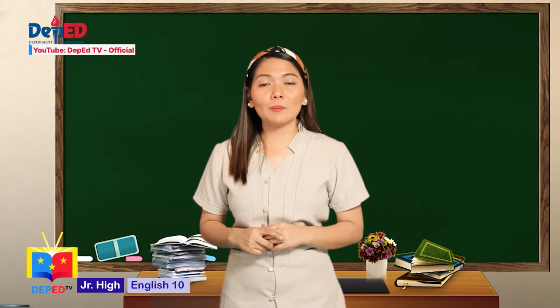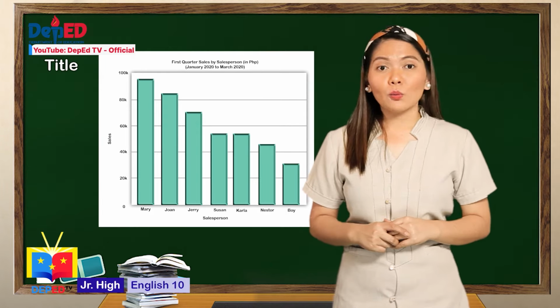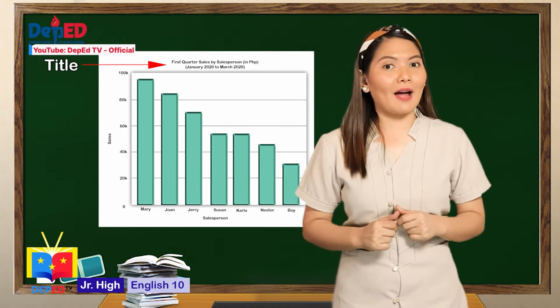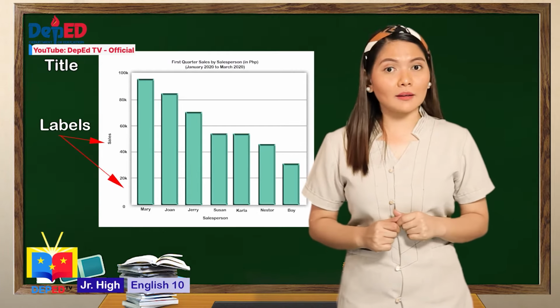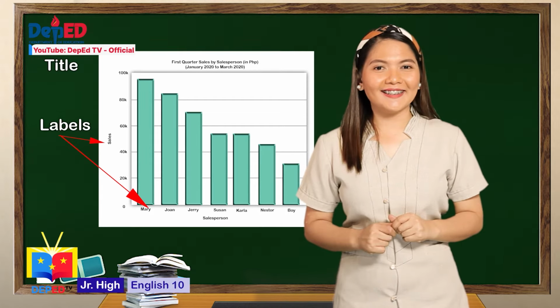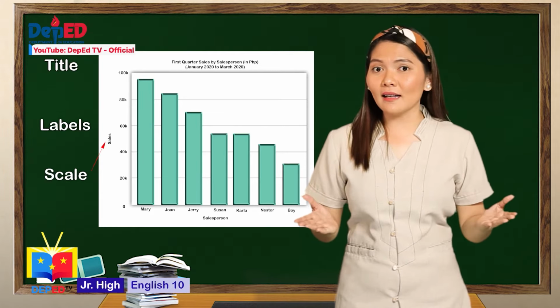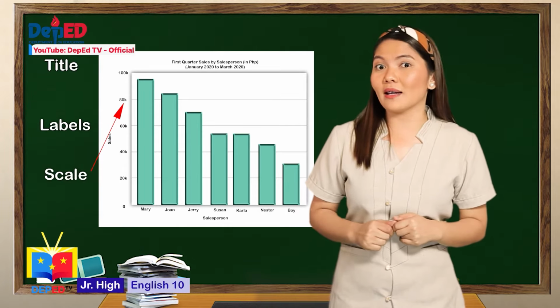It has the following parts. Title, which tells us what the bar graph is about. Labels on the side and bottom convey what type of data is shown. And scale are the numbers that indicate the amount each block is equivalent to.